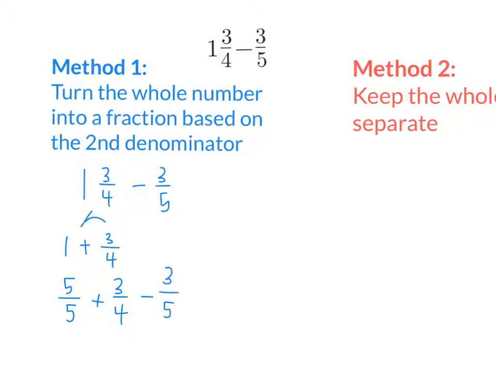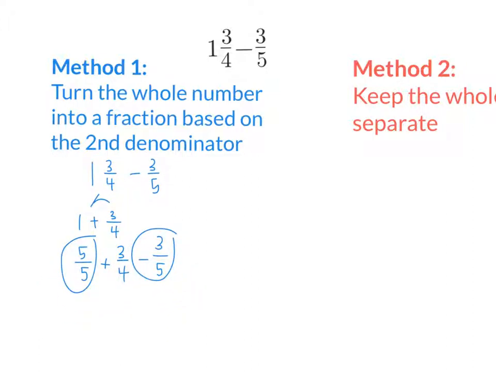Now, let's look. Do you guys see how I have this, 5/5 minus 3/5? Can we do that in our head? What's 5/5 minus 3/5? 2/5. So now what I have is 2/5, after I take care of that part, plus 3/4. Now can we do this problem?